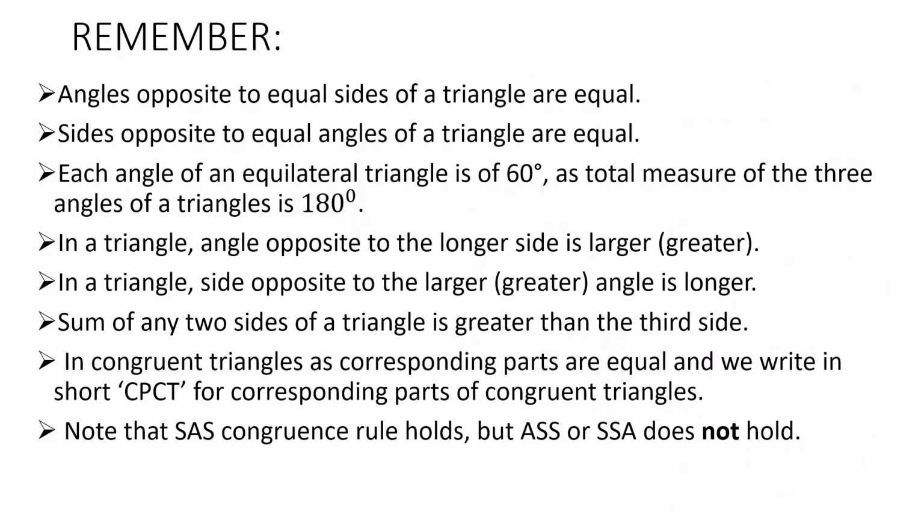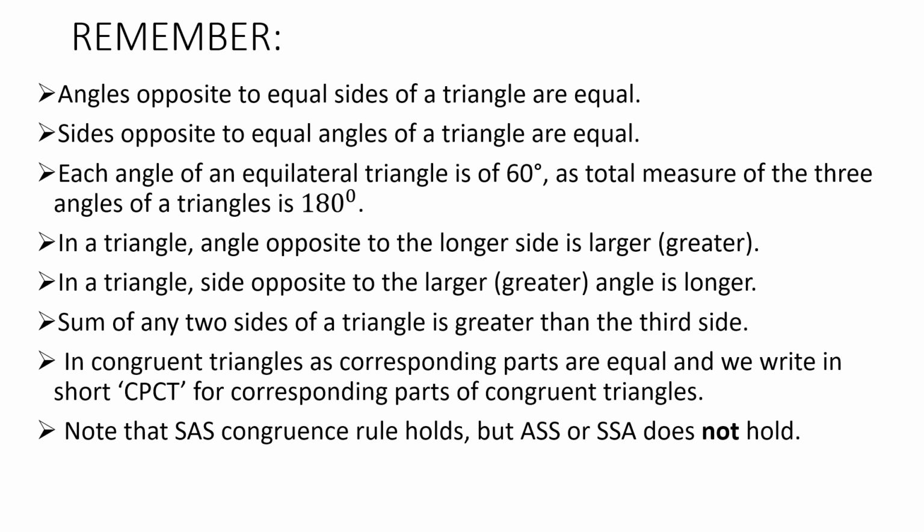Some concepts to remember. Angles opposite to equal sides of a triangle are equal. Same way, sides opposite to equal angles of a triangle are equal. Each angle of an equilateral triangle is of 60 degree. Why? Because the total measure of the angles of a triangle is 180 degree. In a triangle, angle opposite to the longer side is larger or greater. Same way, in a triangle, side opposite to the larger angle is longer. Sum of any two sides of a triangle is always greater than the third side.